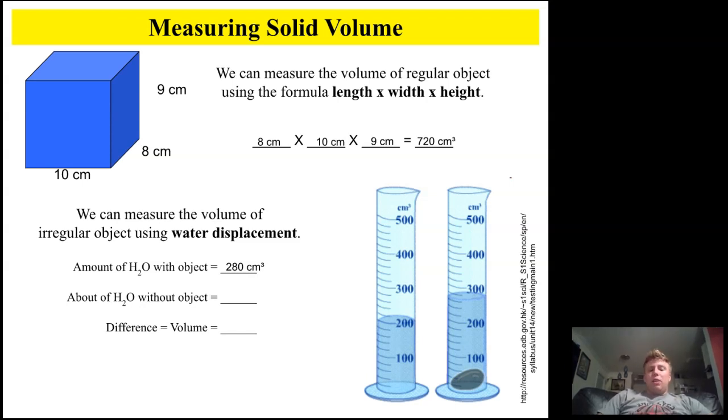Now we need to take a look at the graduated cylinder without the object, and that measures in at 200 cubic centimeters. All you have to do to find the volume is subtract the two and find the difference of the water levels from the one with the object in it to the one with the object that is not in the water. And if you do that, you will get a volume of 80 cubic centimeters for this particular object.